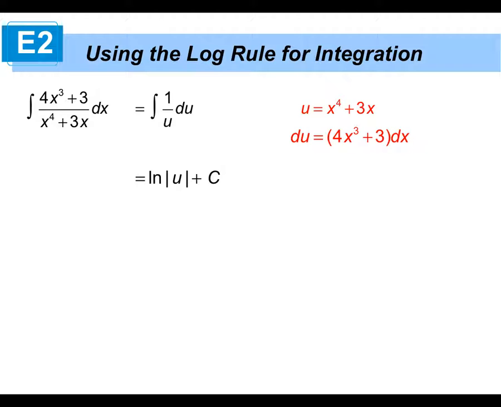Put the u back in. Do I need the absolute value bars? You bet I do, because that could go negative. Yeah, you betcha. So we'll leave them in there.